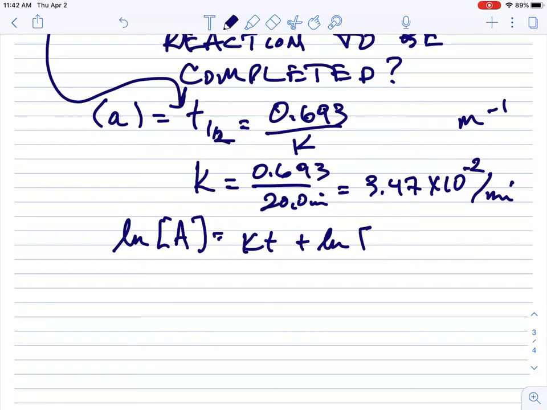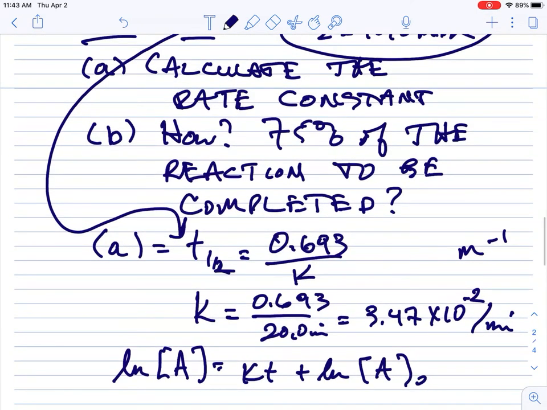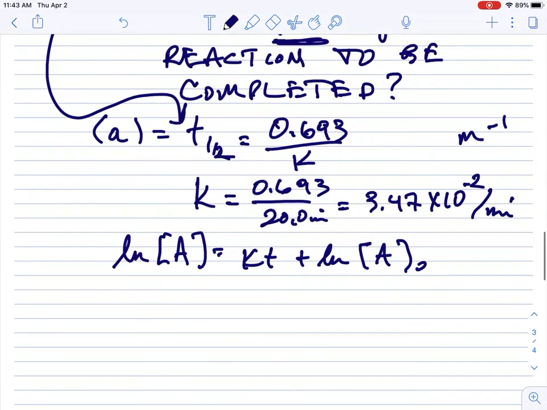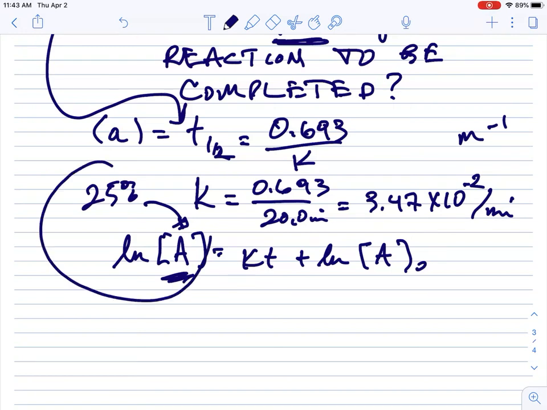Now, this is where you have to be careful, okay? So the whole key to this problem is that 75% of the reaction is complete. What that means is that this is going to be 25%. Don't put in 75% here because this is the amount that is remaining. It is not the amount that has been used up. Okay, I say again, this is the amount that is remaining.